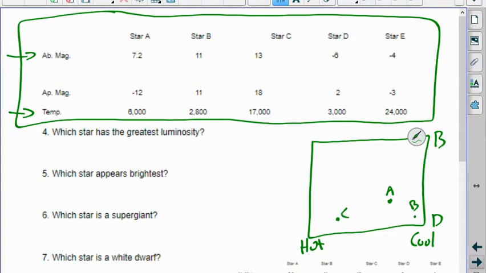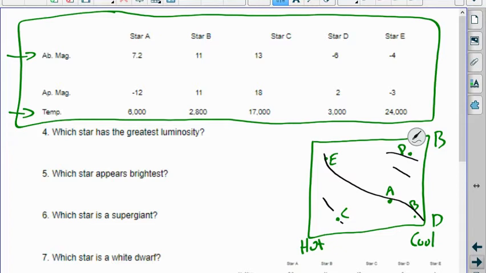Star D, 3000 is cool and -6 is really bright. I would call it super bright and put it up where the supergiants are. And then 24,000 is really hot, and a -4 is really bright. And so I would put it over here, star E. And then I would just kind of remember that my main sequence kind of looks like that. My supergiants are up here, my giants here, and then my white dwarfs kind of over here.